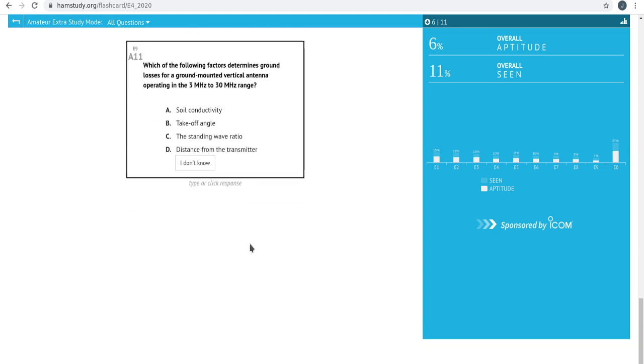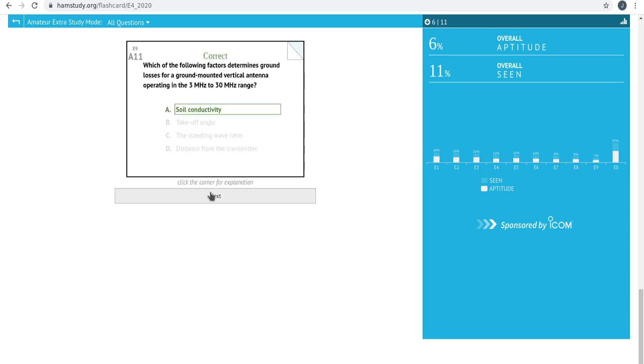Which of the following factors determines ground loss? And that is soil conductivity.